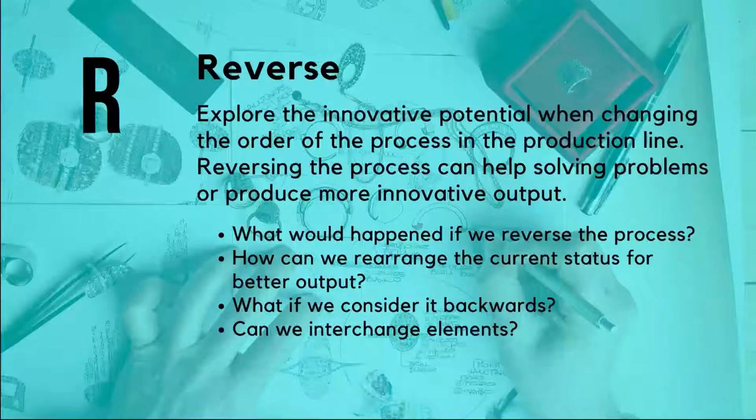R. R for reverse. It explores the innovative potential when changing the order of the process in the production line. Reversing the process can help solve problems or produce more innovative output. You can ask questions such as, what would happen if we reverse the process? How can we rearrange the current status for better output? What if we consider it backwards? Can we interchange elements?